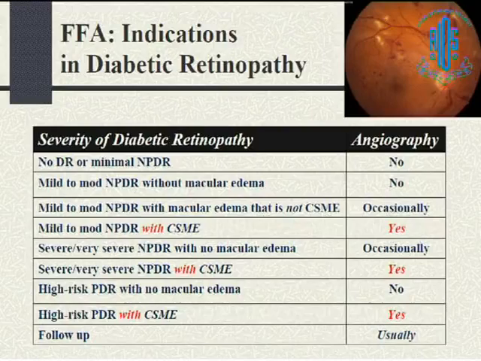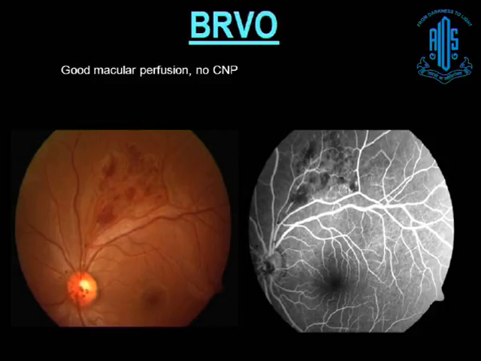Now, what are the various indications of FFA in diabetic retinopathy? Most important are mild to moderate NPDR with CSME, or severe to very severe NPDR with CSME, and high risk PDR with CSME. But for follow-up, it may or may not be required. It varies from physician to physician.